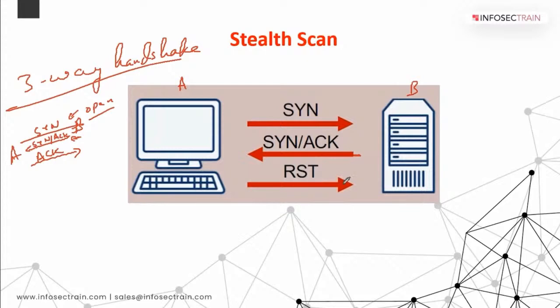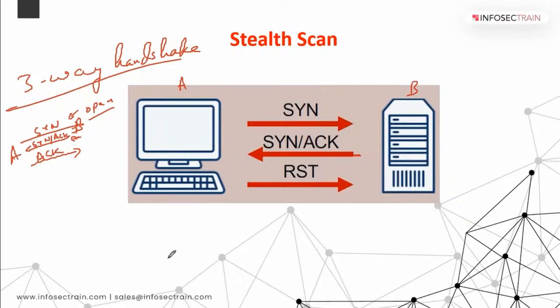A will simply send a reset in order to abruptly close that connection, because my job is done. I just want to find out which ports are open. I do not want to create a connection and start sending some data over there. Since I got to know what port is open, I'll send a reset flag and abruptly close that connection right away. And that's how your Nmap scan is performed.